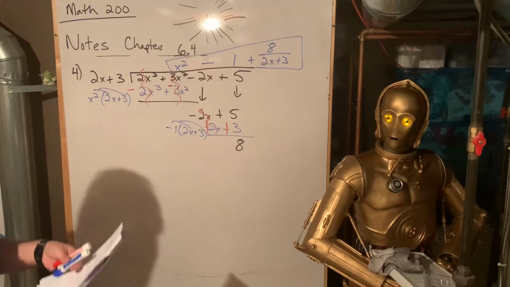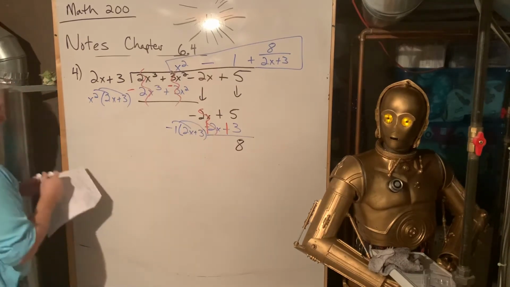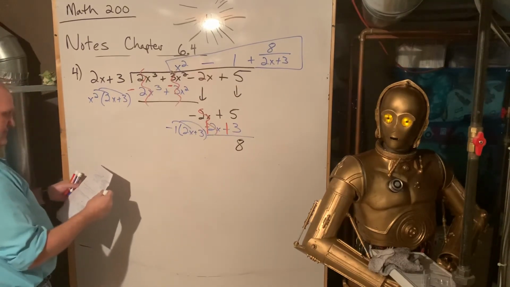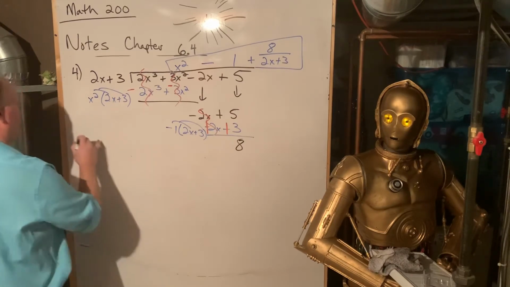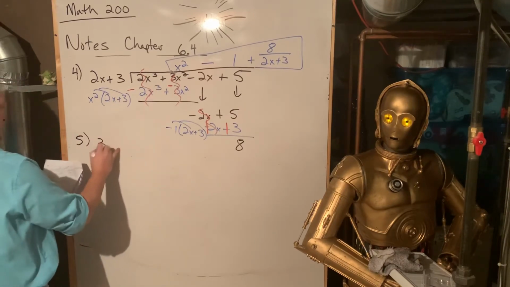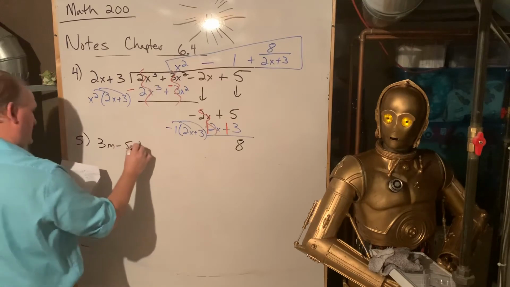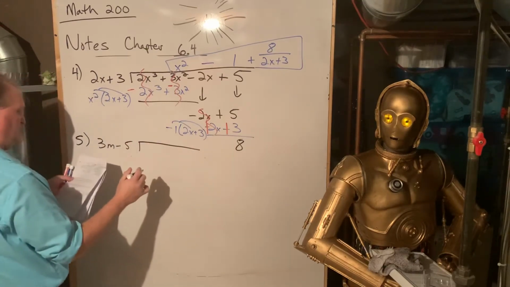When do we have to do long division? That question actually came up. Oh, wait, I skipped number five. Let's do number five first, and we'll answer that. You can think about that question while we're doing this one.